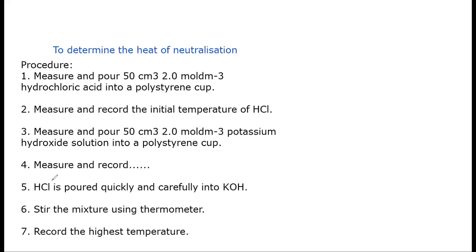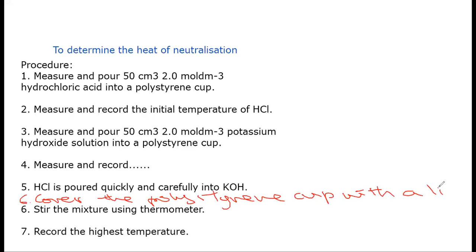So what should you add in? HCl is poured quickly and carefully into the potassium hydroxide solution. So here, number 6, cover the polystyrene cup with a lid. Okay, next, this will be number 7. Stir the mixture using a thermometer.